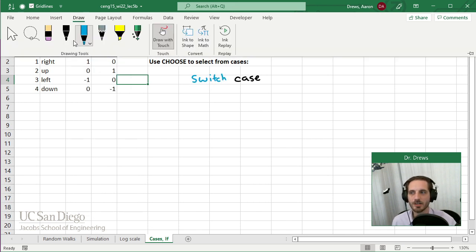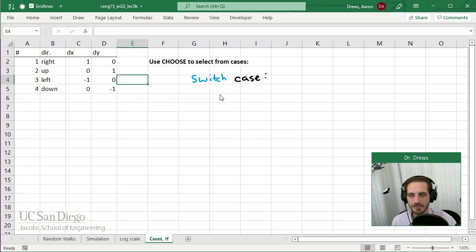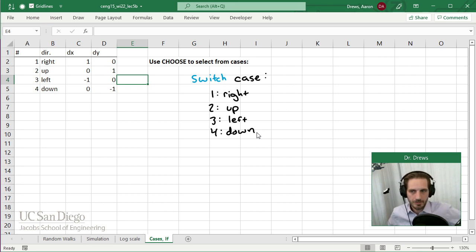Which cases are we interested in here? Well, we were generating a random number between 1, 2, 3, and 4. The various cases that we can have are case 1, we're going to the right. Case 2, we're going up. Case 3, we're going left. And case 4, we're going to go down. And it could be in any order, right? We just pick those arbitrarily. It could be left, right, up, down if you wanted to do something like that.